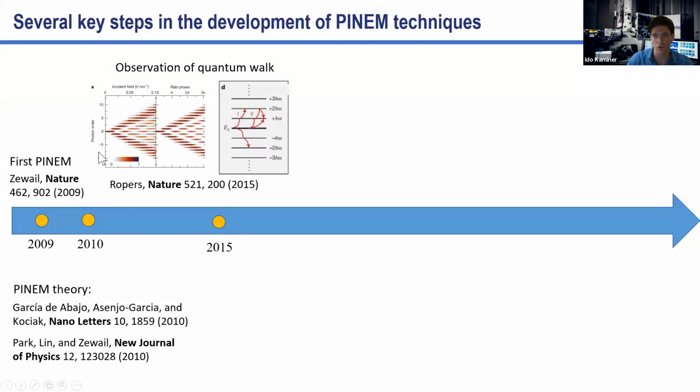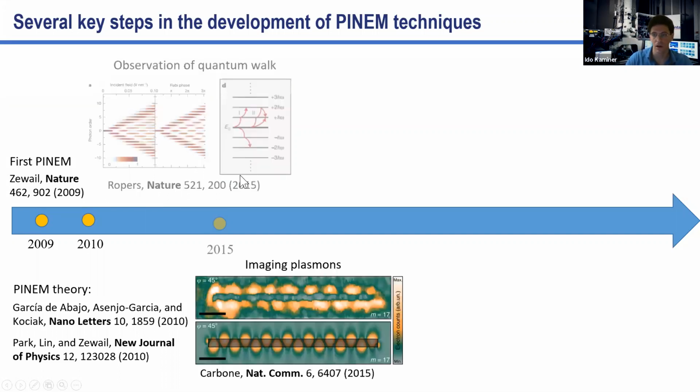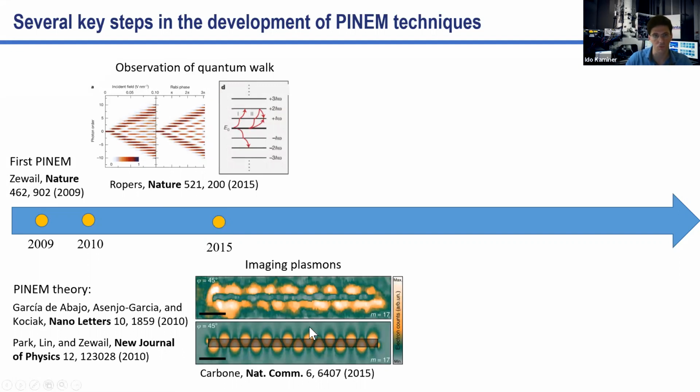I think the most significant one was by the Ropers group from Göttingen that showed how we can think about the action of the electron interaction as a quantum walk on a discrete ladder. And in the same year, there was a work by the Carbone group using electrons here. Again, it's all under the interaction with coherent light fields to image plasmons on nanowires with sub-wavelength resolution. And we've seen many other contributions by other groups that were doing experiments in this field, and there are more and more being built over the last few years.